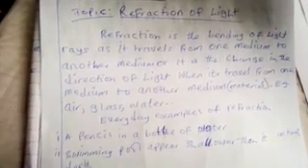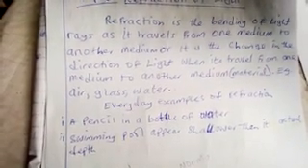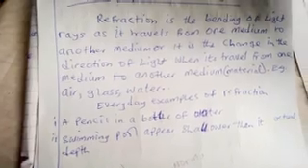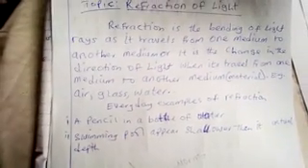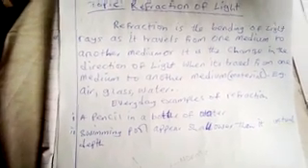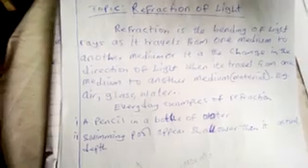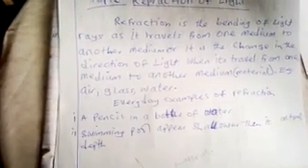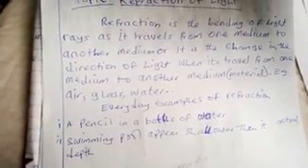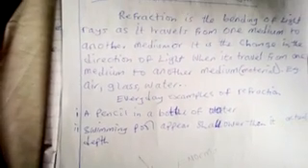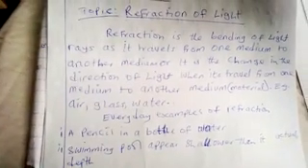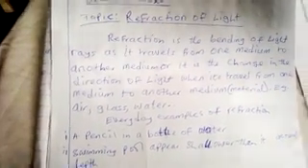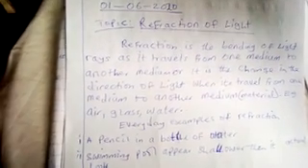Everyday examples of refraction. A pencil in a bottle of water. If you look at a pencil inside a bottle of water, it appears as if the pencil bent inside the water. That is refraction. Then a swimming pool appears shallower than its actual depth. If you go close to a swimming pool, it appears shallower, but when you enter inside, you discover that it's deeper than you were seeing it.